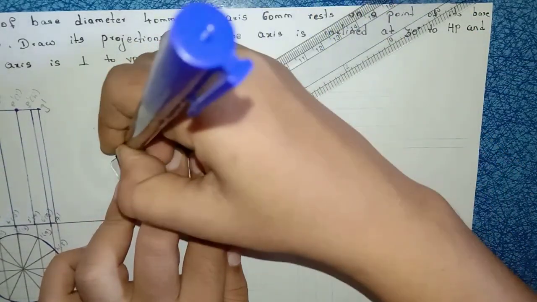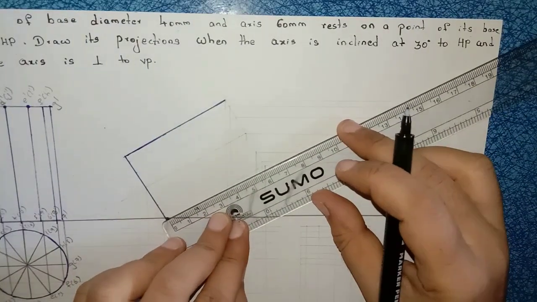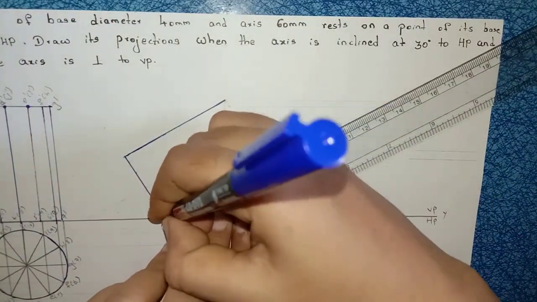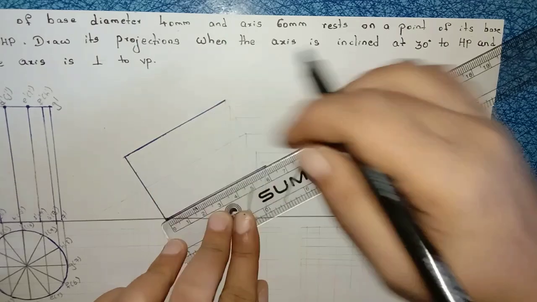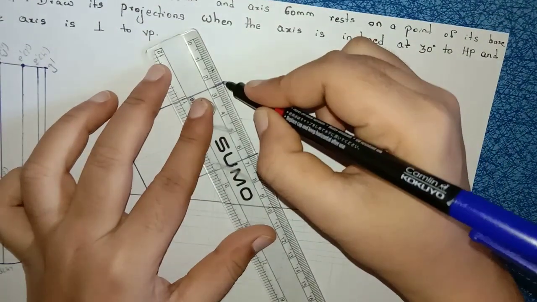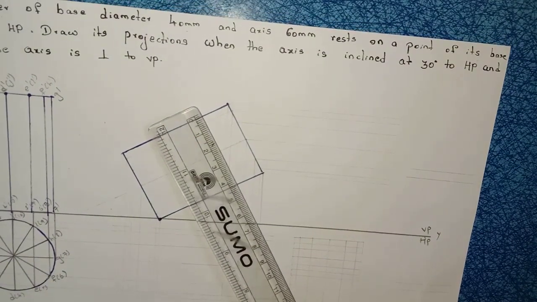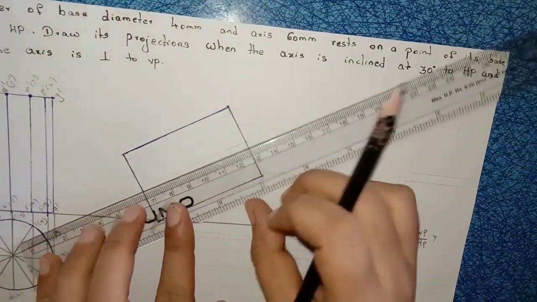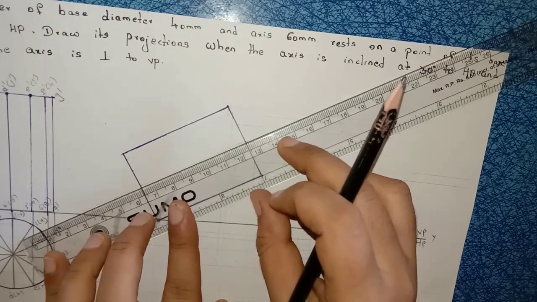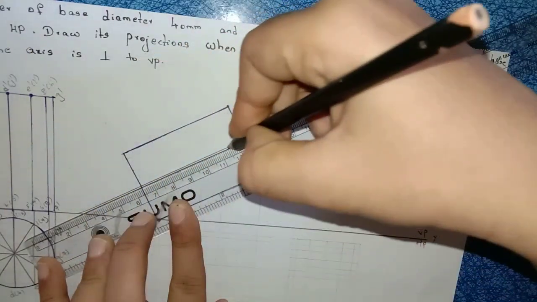Right, this is your axis height. This is your axis height. Right, and join this one. Right, now mark the midpoint, draw the axis line here, right?